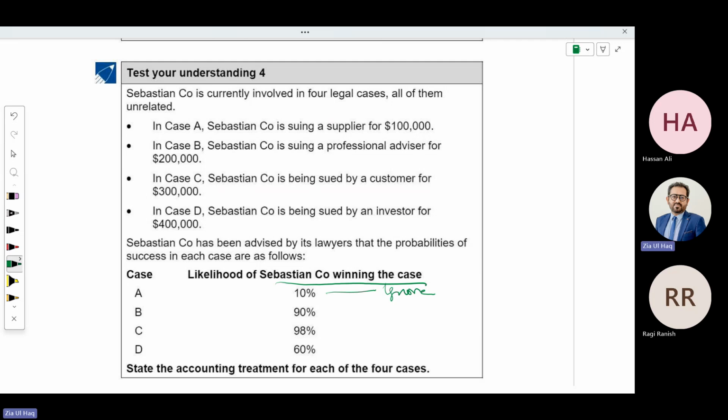In case B, S company is suing a professional advisor for 200,000. And there is a 90% chance that the company will win the case. Contingent asset because probable.